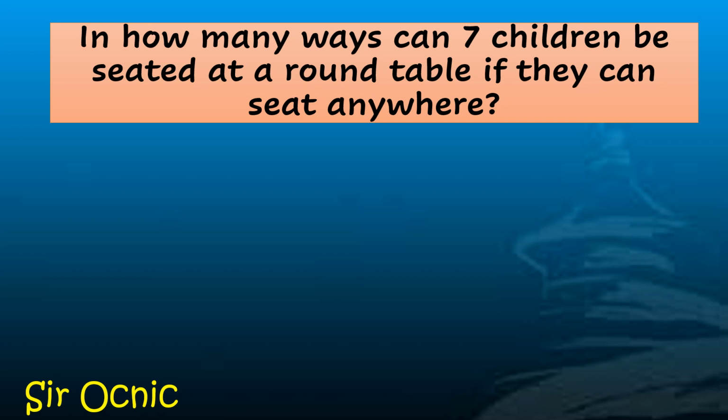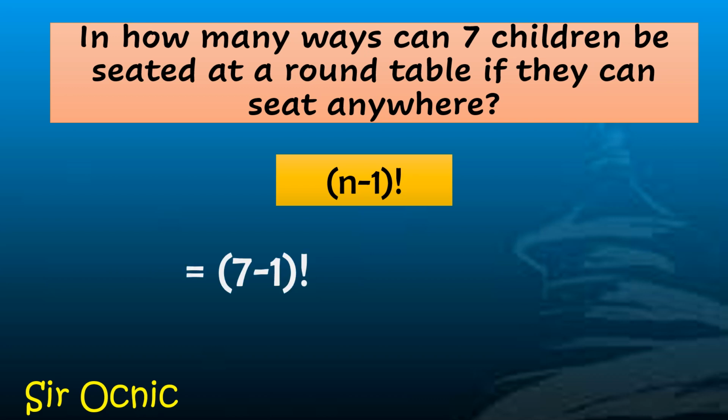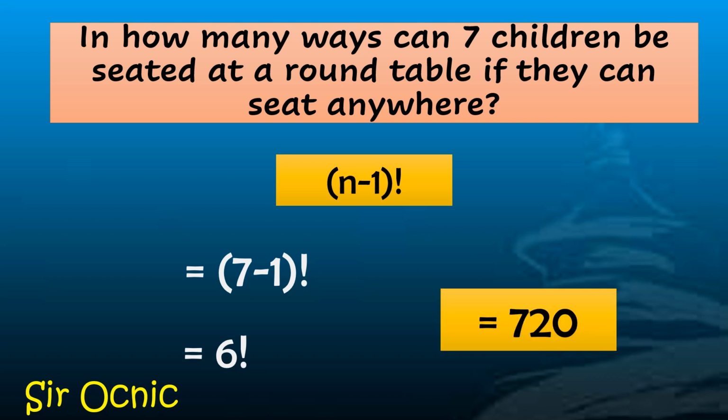In how many ways can 7 children be seated at a round table if they can sit anywhere? Using n minus 1 factorial with n equal to 7, that is equal to 7 minus 1 factorial or simply 6 factorial. And 6 factorial is equal to 720.